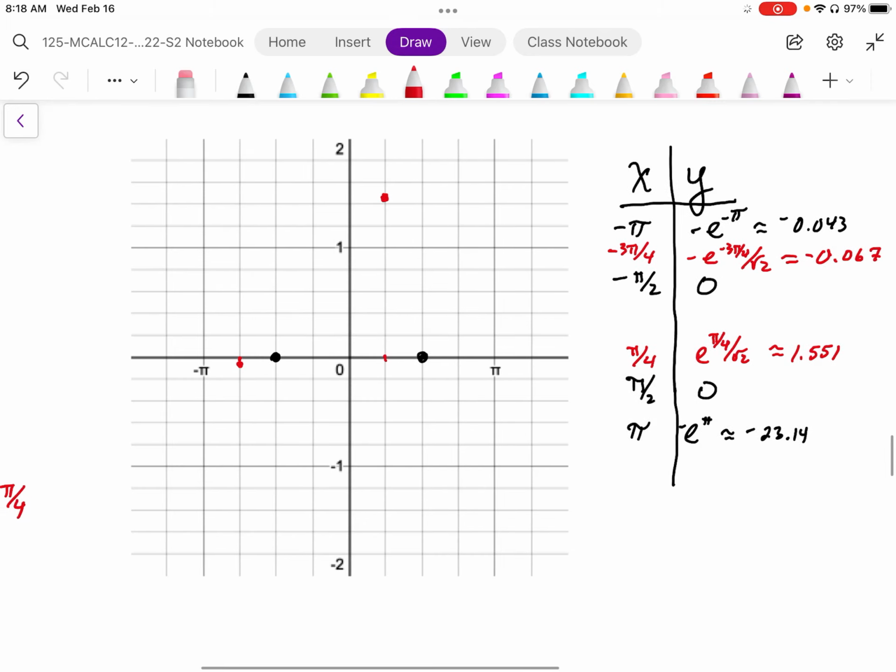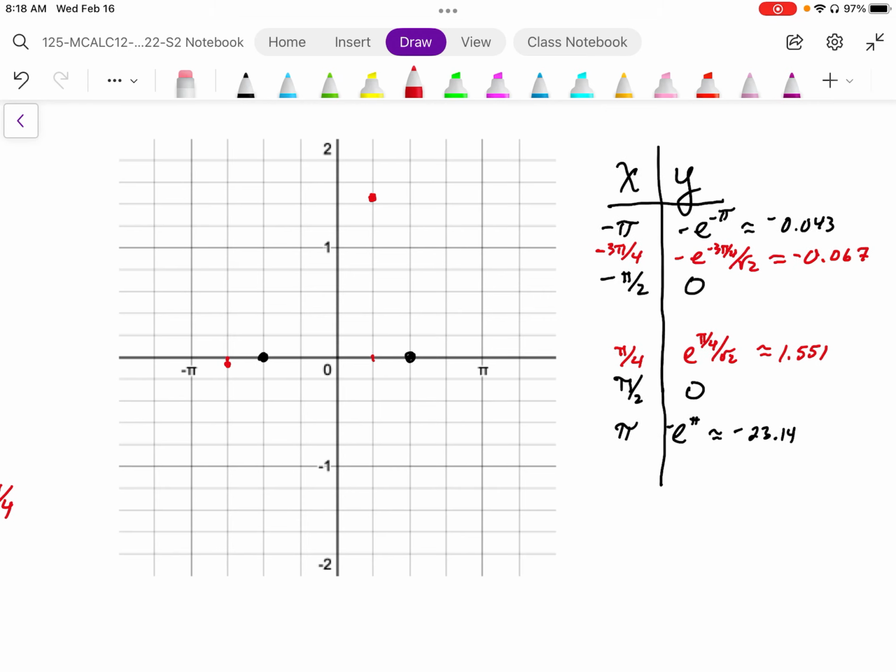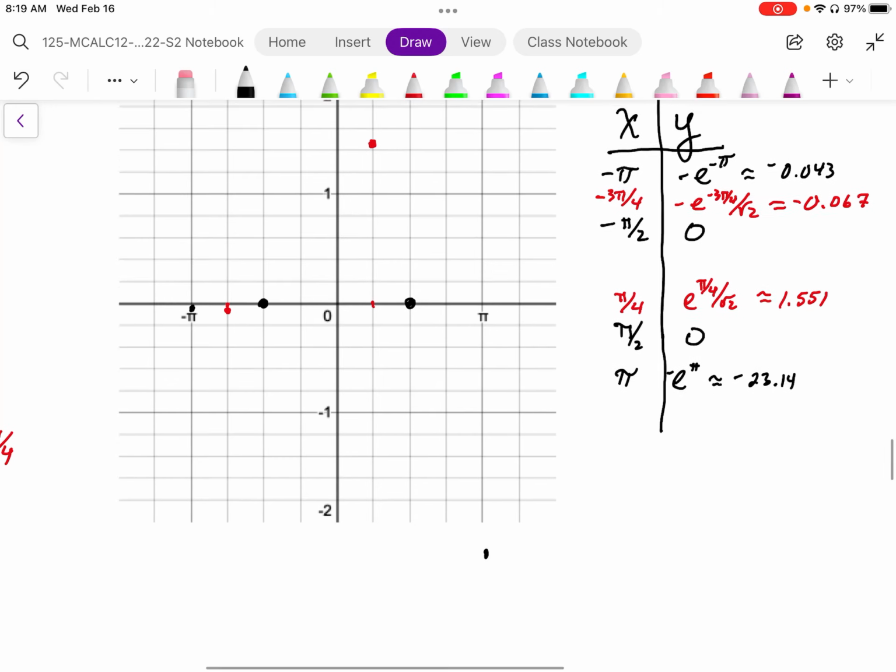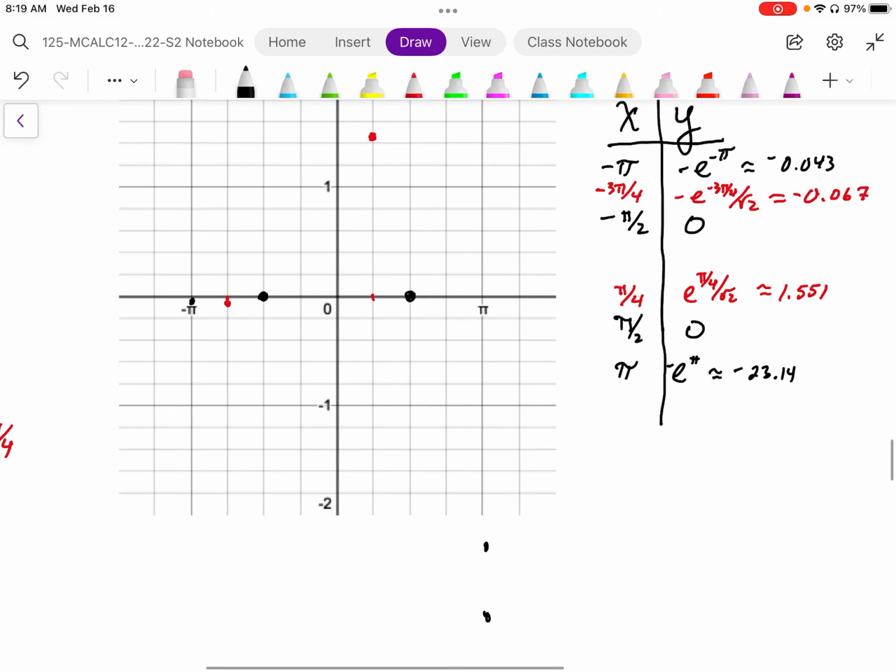We're getting an idea what this looks like, and we can see that as we get closer to the endpoint here, it's going to tend towards 0. And as we get closer to the endpoint on the other side at pi, we're going to go way off the graph. So it's going to go way down here.